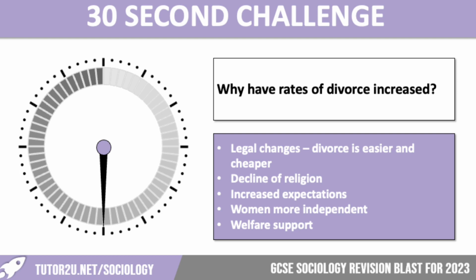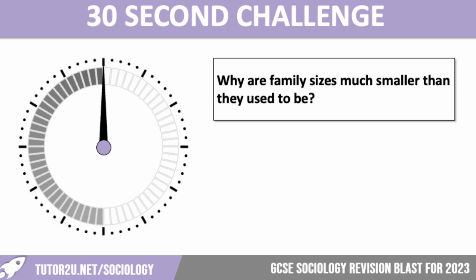Women are also more independent, so they don't rely on their husband's salary so much, and you've got the idea of welfare support, so people can leave their husbands or their wives if they wish, because there is some welfare support for lone parent families if their income is significantly reduced. Right, let's do the next one. Why are family sizes much smaller than they used to be? Let's start the clock.